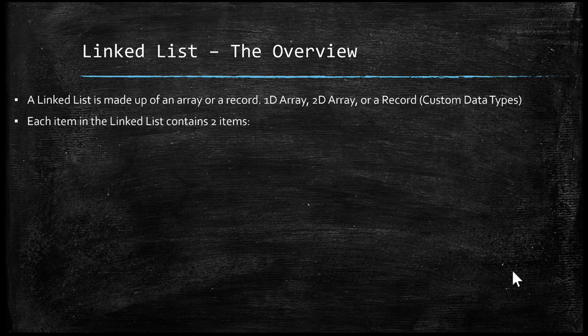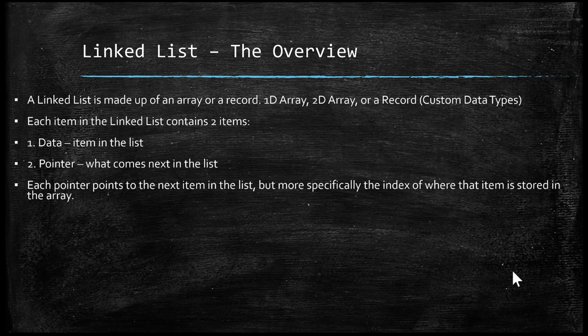Now, each item in the linked list contains 2 pieces of data. It contains the data itself, what the actual data is that we're adding. This could be a name, a number, whatever data type we want it to be, but it also contains a pointer. That's what each item is going to contain.